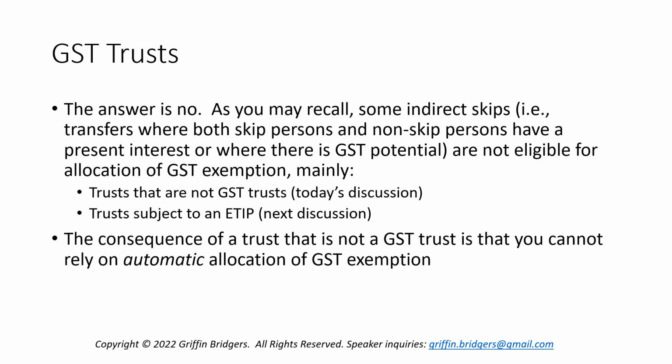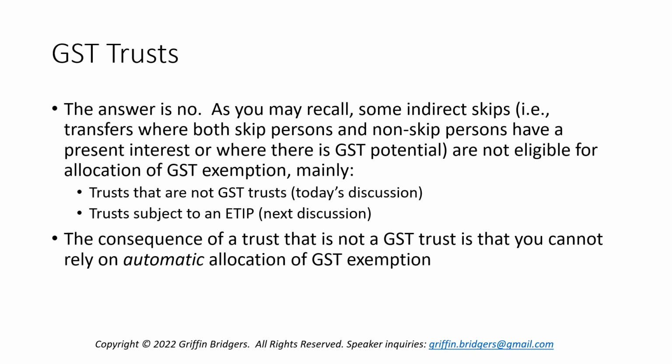Later, we're also going to look at the fact that with a trust that's subject to an estate tax inclusion period, or ETIP, there is no automatic or manual allocation of GST exemption allowed at the time that trust is first exposed to gift or estate tax. But it's because down the road there's going to be another exposure time to gift or estate tax, at which point that ETIP closes and there will potentially be automatic or manual allocation. That's a subject for the next discussion.